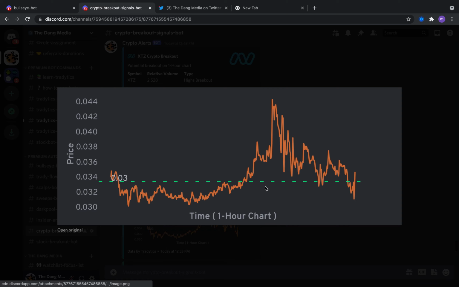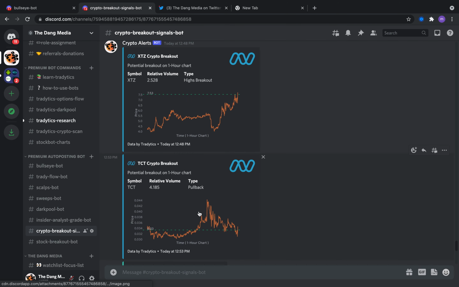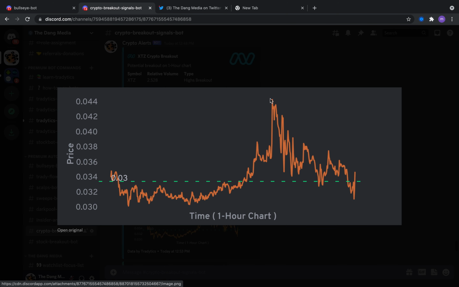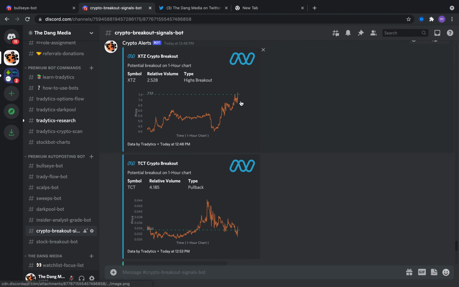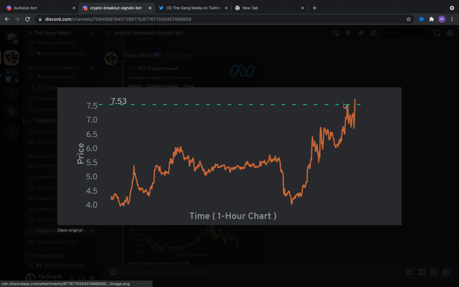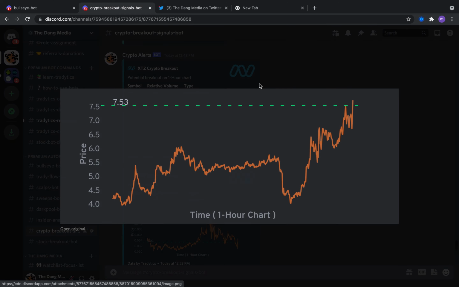This is a different type of breakout. The type on this was a pullback, so we can see from those highs here, we had a pullback, and then it used this level as resistance, and then once it broke above that resistance level, it alerted a pullback breakout. This is a breakout of the highs, tested it here, came down, and then went through there.